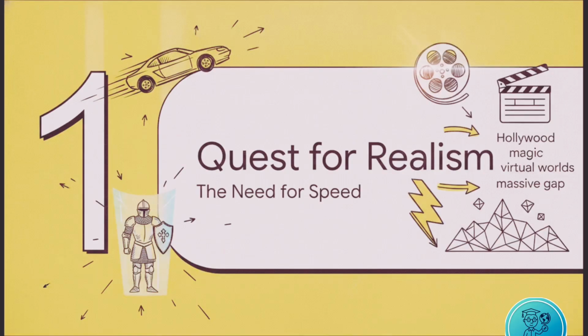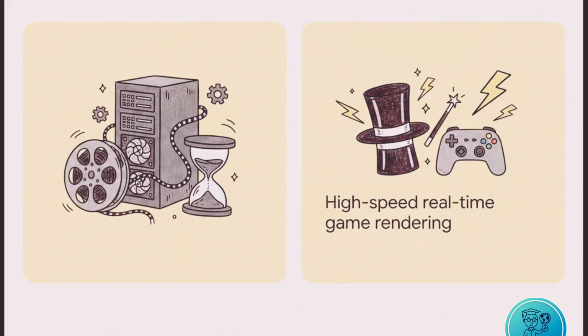Section 1. The quest for realism, and more specifically, the need for speed. To really grasp the immense challenge of computer graphics, we have to look at the massive gap between Hollywood magic and interactive virtual worlds. When a major studio makes an animated movie, they have literal server farms that can spend hours, sometimes entire days, calculating the precise physics of light for a single frame.